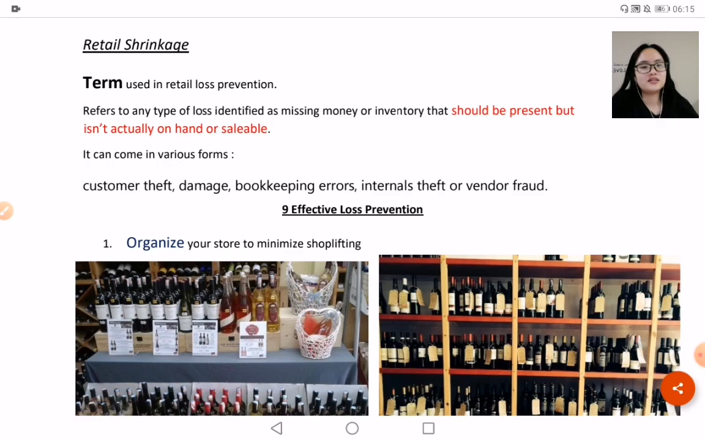Next is internal theft caused by the staff. And lastly is vendor fraud, like when they state in the invoice that they are selling 15 bottles of wine, but actually there are only 10 bottles, so there are 5 missing bottles.